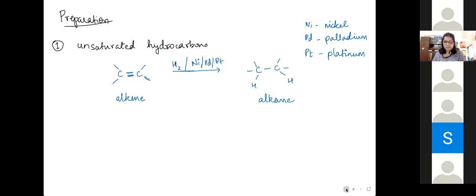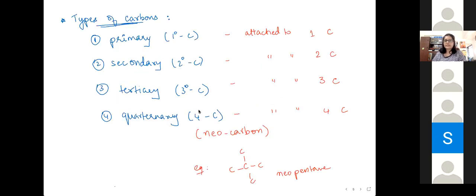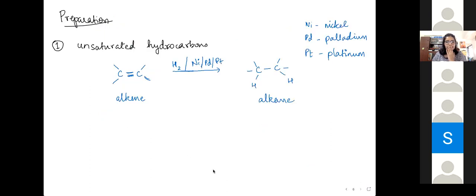Also, could you go to the previous slide once? Sure. This is the different types of carbons, primary, secondary. Okay, ma'am. Ma'am, I had a quick doubt.